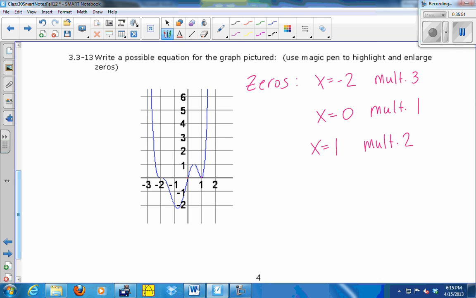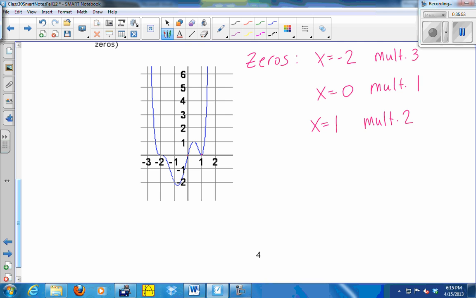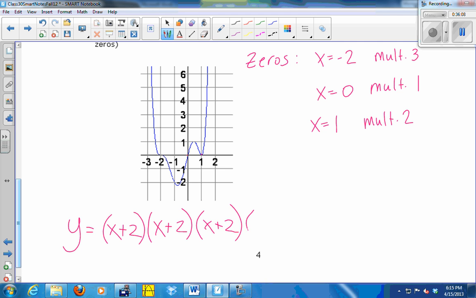Okay, so if these are my zeros, then I know my factors, right? If x equals -2 is a 0, then I know that x plus 2 is a factor. And because it's a 0 of multiplicity 3, it's going to be a factor 3 times. And then x equals 0 has multiplicity 1. So if x equals 0 is a 0, that means that x minus 0, or just plain old x, is a factor. Multiplicity 1, so I just do it once. And then if x equals 1 is a 0, that means x minus 1 is a factor. And because it's multiplicity 2, it's a factor twice.